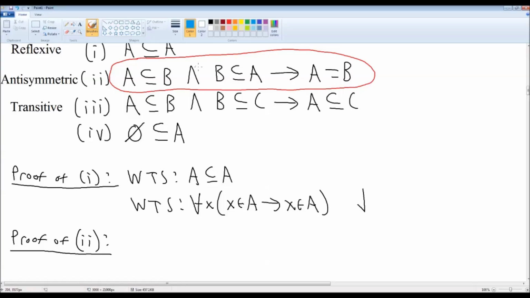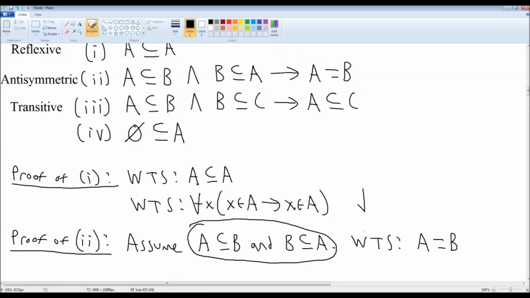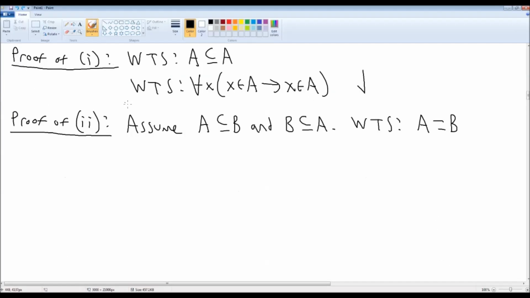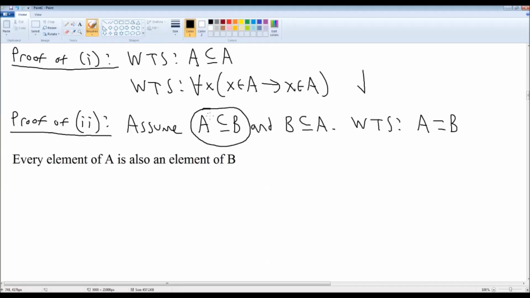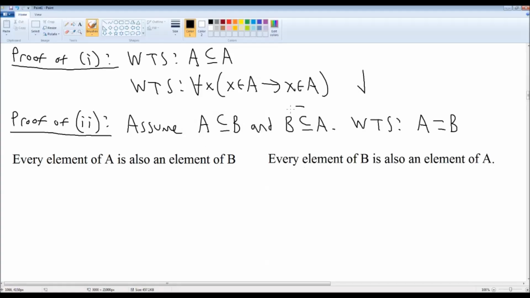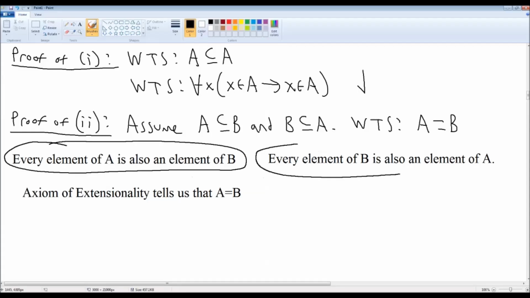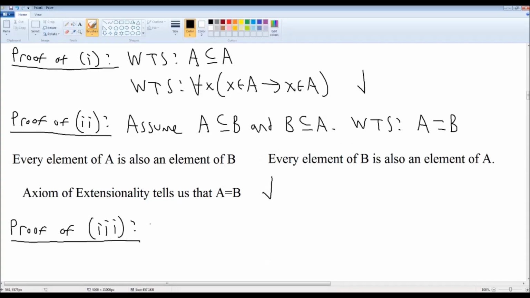Next, let's prove 2. Notice it's an implication. So what we want to do is assume that the left side is true and then try to prove that the right side is true. So we assume that both of these are true, and we want to show that A equals B. How do we do it? Well, let's rewrite this in English. This part says every element of A is also an element of B. This part says every element of B is also an element of A. By the axiom of extensionality, these two things tell us that A has to equal B. So that proves 2.